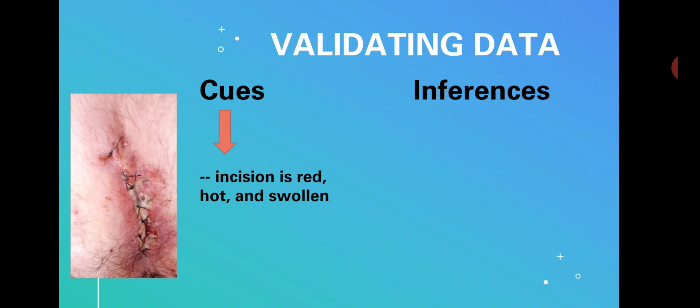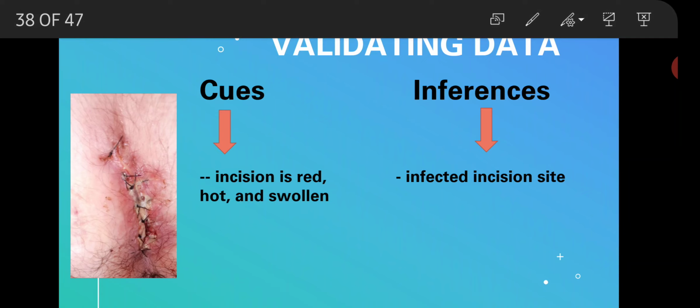Here's an example of an objective cue done by the nurse or the observer. The incision is red, hot, and swollen. So it is reddish. And basically, if you have an incision that looks like this, when you palpate it, it will be warm, and then it is swollen. Okay, so what will be the inference of the nurse? Infected incision site. Right?